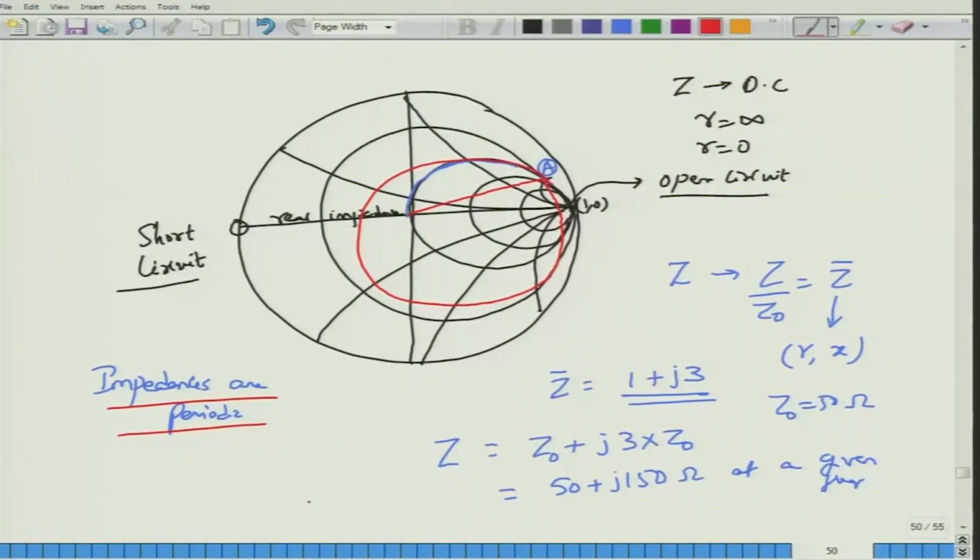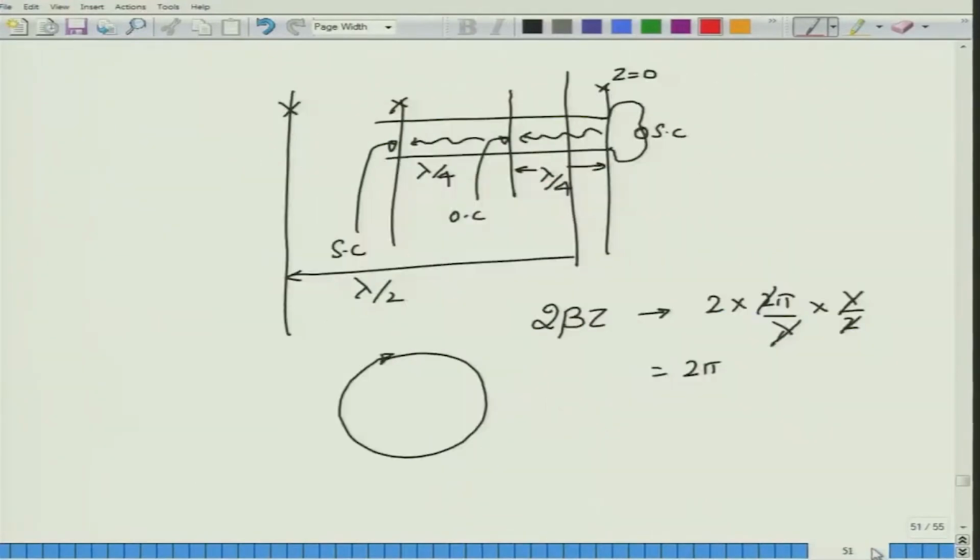But if you move only lambda by 4, then you end up on the opposite side, diametrically opposite. It is not really nice in my circles, but if you do it on the actual chart, you will be able to get this correctly. Here the impedance would be inverted, because what is the lambda by 4 transformer length doing? It changes the impedance to Z0 square by Z. So, you start with the load, then this becomes Z0 square by ZL, and this would be the new impedance that you would see at lambda by 4 distance.